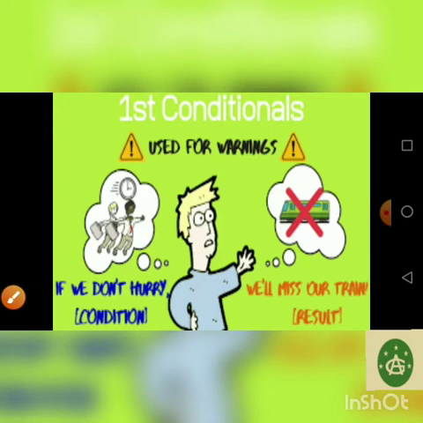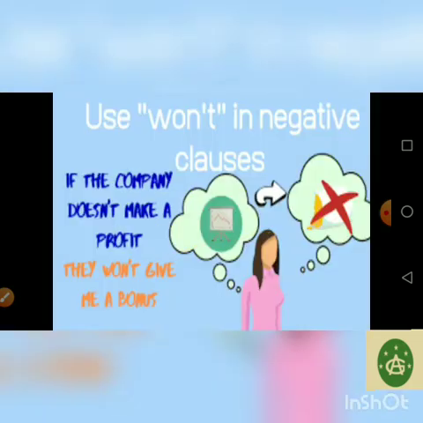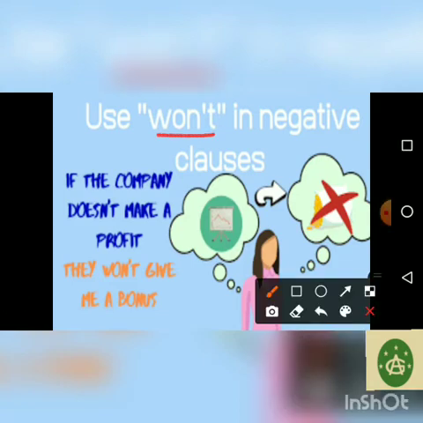It may be used for warnings. For example, if we don't hurry, condition, we will miss our train. Warning, if we don't hurry, then we will miss our train. That is the result. We can also use won't. Won't is the contraction of will not. Will not in the short form will be won't.